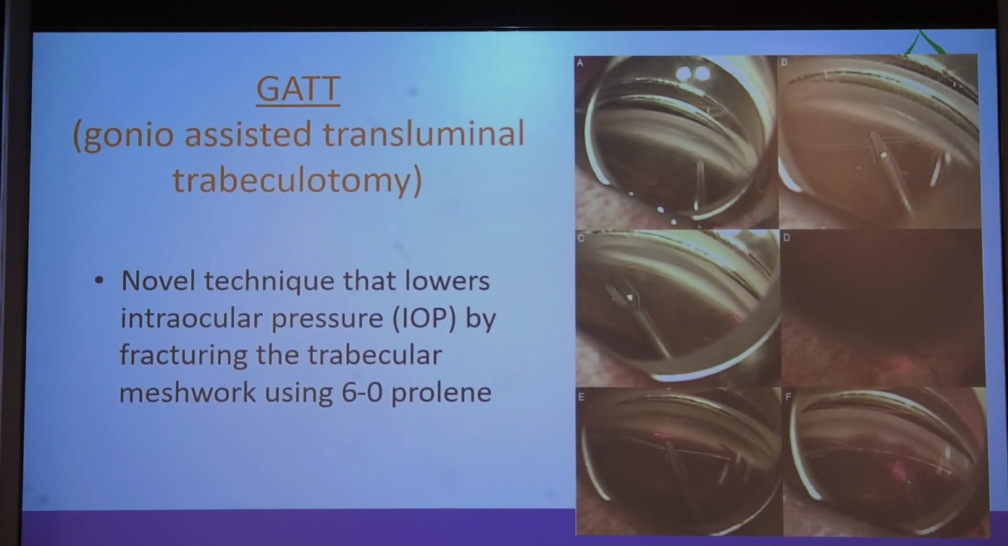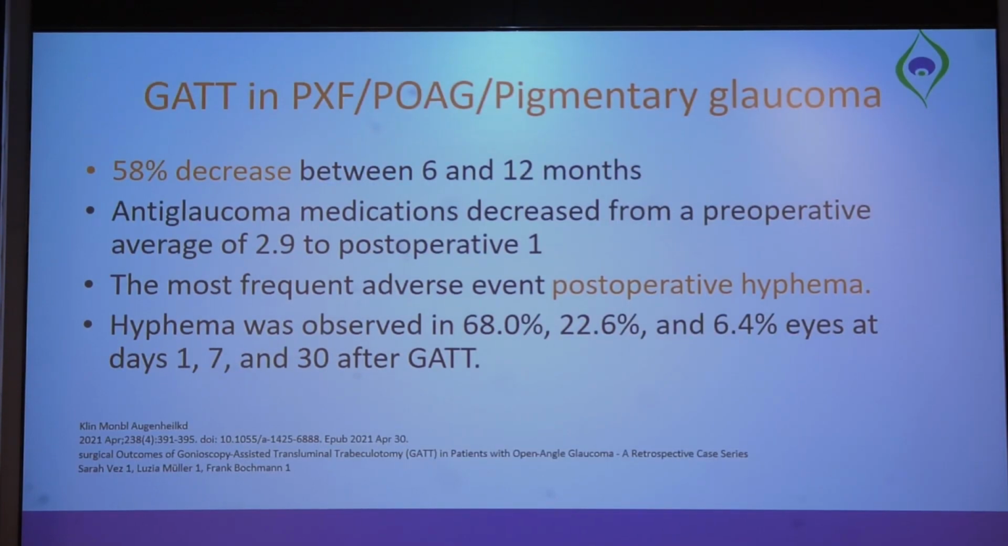Another interesting procedure is GATT, gonio-assisted transluminal trabeculotomy. So basically, you fracture 360-degree trabecular meshwork by passing either a suture or a catheter. The most cost-effective is just taking a 6-0 Prolene, making the end blunt with a cautery and just passing it around 360 degrees. And once you retrieve the other end, just pull both ends out, so you get a 360-degree fracture. And it worked in all types of glaucoma, pseudoexfoliation, POAG, pigmentary, and a very decent drop in IOP of 58%. Only problem was a post-operative hyphema, which was found in a large percentage of patients in the first week, almost 68%, but in most of them it resolved over a week.